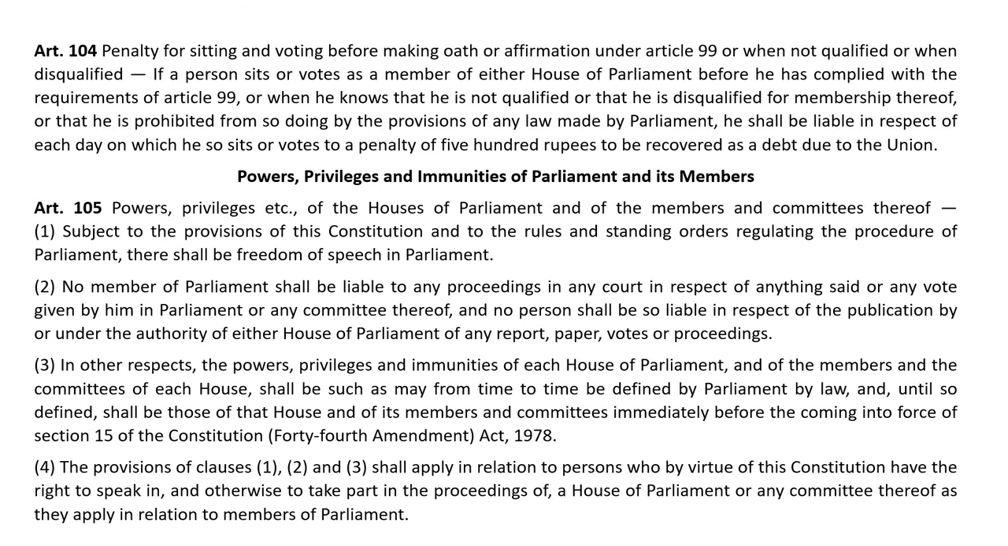Powers, privileges and immunities of Parliament and its members. Article 105, powers, privileges, etc. of the Houses of Parliament and of the members and committees thereof. Subject to the provisions of this Constitution and to the rules and standing orders regulating the procedure of Parliament, there shall be freedom of speech in Parliament.